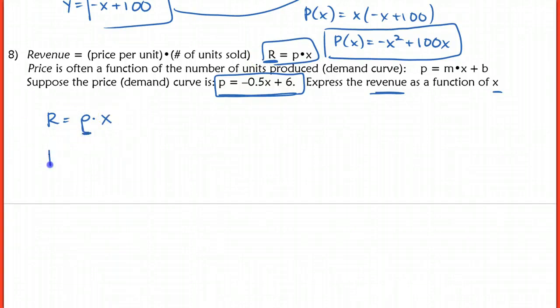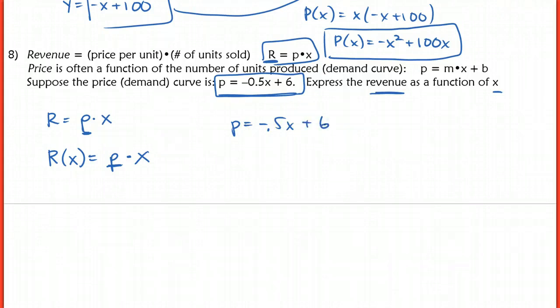Well, I want to express revenue in terms of only x. I want to take r of x. So that means I need to get rid of this p and only have it in terms of x. So then I look at the constraint. They gave me the constraint. They said price is equal to negative 0.5x plus 6. So in this case, I already have the p solved for.